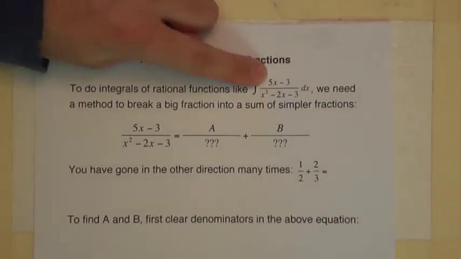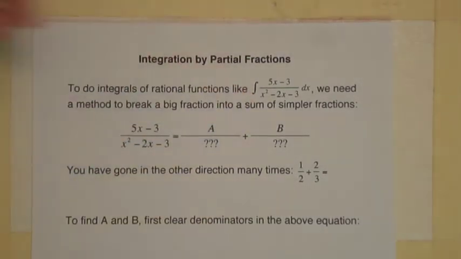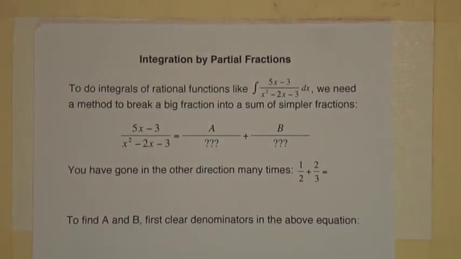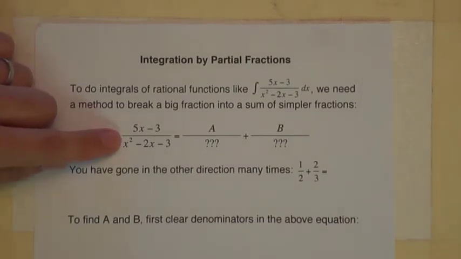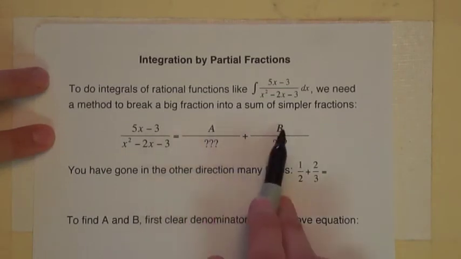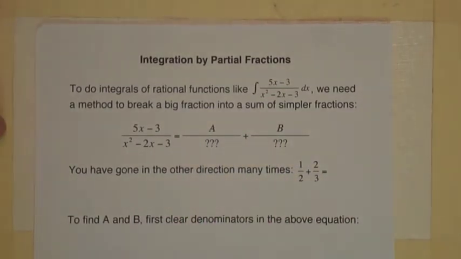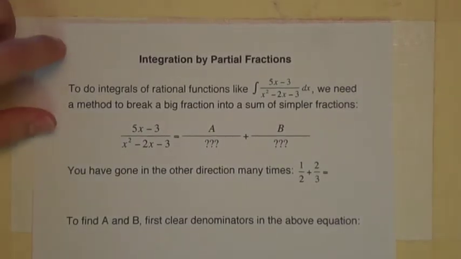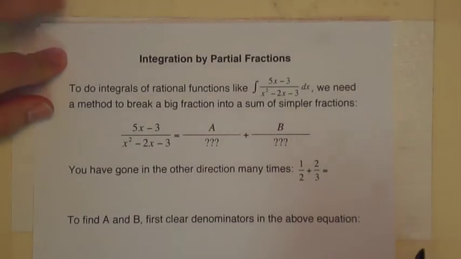have a polynomial on the top and a polynomial on the bottom. And to do this, we need some method to break up a big fraction like this into a sum of simpler fractions. Some number divided by a denominator plus another number divided by another denominator. This is probably something you haven't done before, although you have gone in the other direction many times.